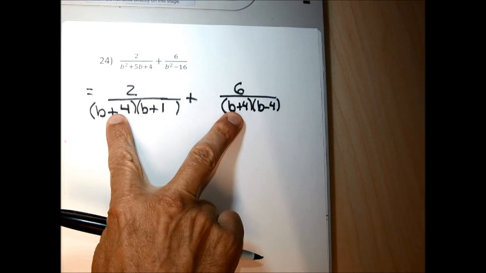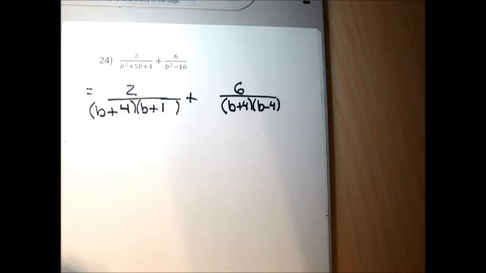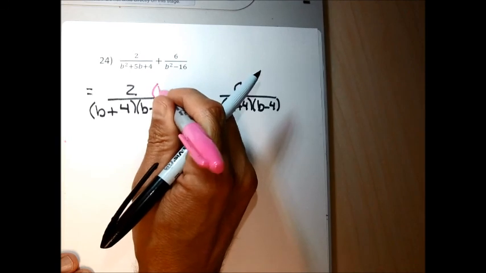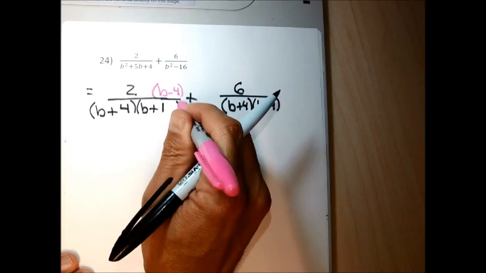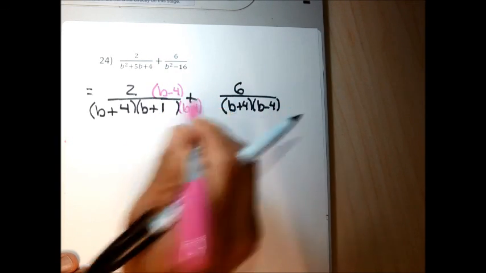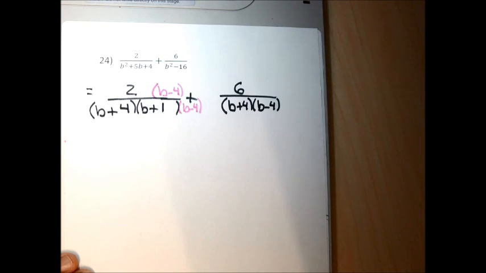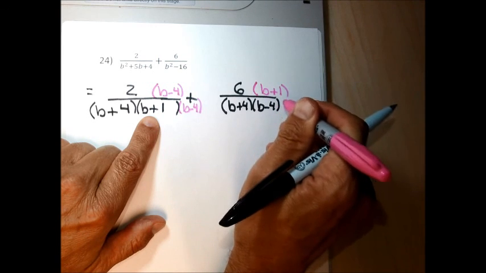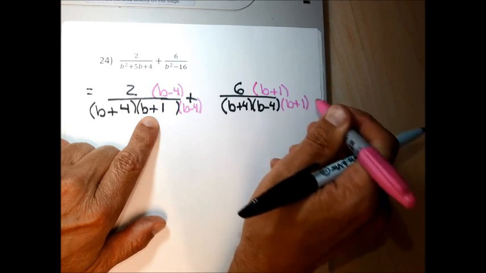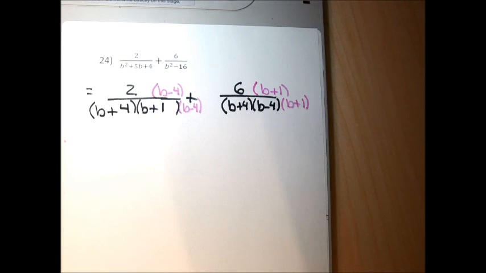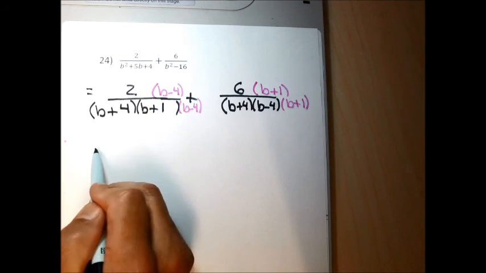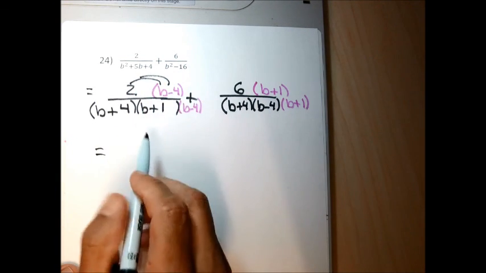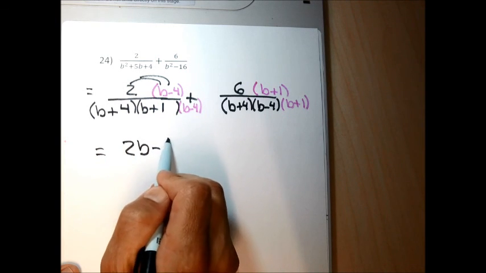Both sides have a b plus 4 in common, but they're not ready to add because they don't have the same denominator. The first fraction is missing a b minus 4 in its denominator, and I'm going to give it that b minus 4 by multiplying the numerator and the denominator by b minus 4. The second fraction is missing the b plus 1 in its denominator, and I'm going to give it that b plus 1 by multiplying both the numerator and the denominator. Now I'm going to multiply out the numerators. I'm going to go 2 times b and 2 times minus 4 and get 2b minus 8.